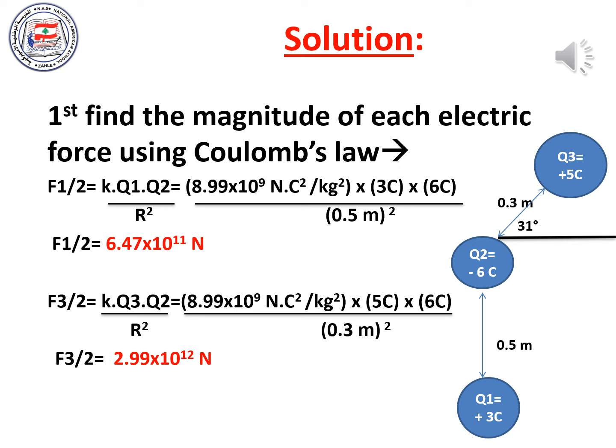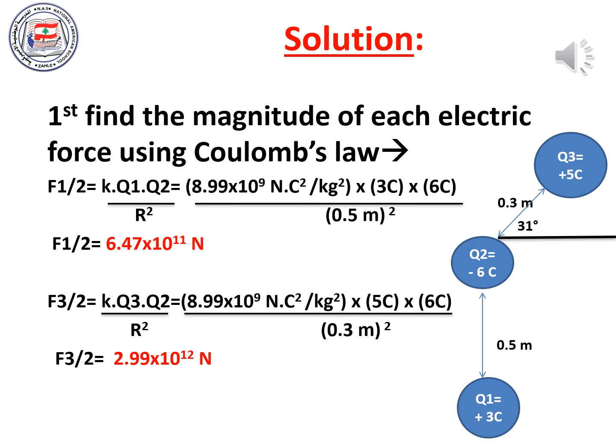So first we find the electric force exerted by charge 1 on charge 2. It is equal to K, Coulomb's constant, times Q1 times Q2 over R squared, equal to 8.99 times 10 to the power 9 newton meter squared per coulomb squared, times 3 coulombs, which is the charge of Q1, times 6 coulombs, which is the charge of Q2, over 0.5 meters squared, which is the distance between charge 2 and charge 1. The answer is 6.47 times 10 to the power 11 newtons.